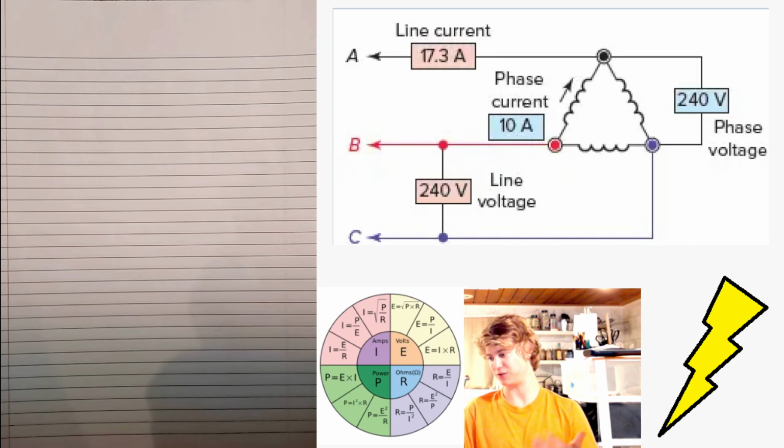Okay, 3. How does phase rotation affect the direction of rotation of a 3-phase induction motor? And that is, if 2 phases of the supply to a 3-phase induction motor are interchanged, the motor will reverse its direction of rotation.